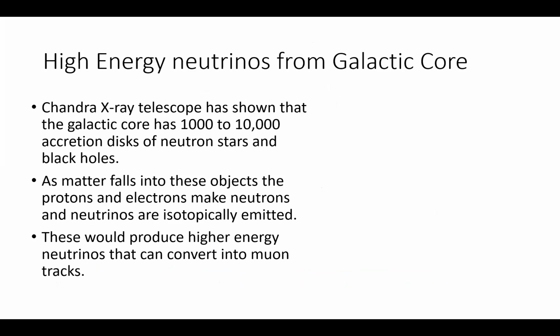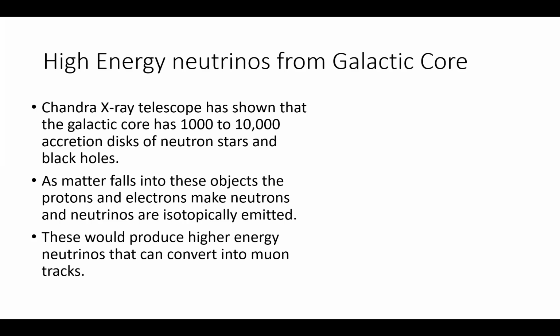So there's also the possibility to have high energy neutrinos from the galactic core. The Chandra X-ray telescope has shown that the galactic core has 1,000 to 10,000 accretion disks of neutron stars and black holes. As matter falls into these objects, the protons and electrons make neutrons and neutrinos that are isotropically emitted. These would produce higher energy neutrinos, which can convert into muon tracks because they're higher energy.